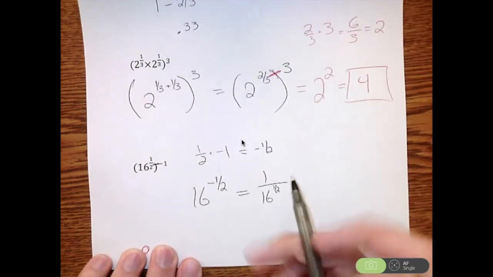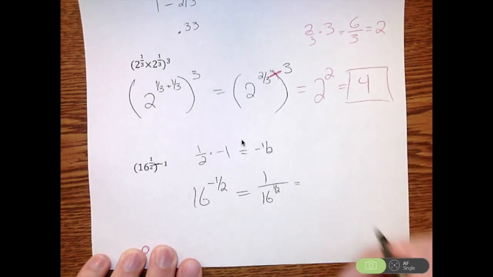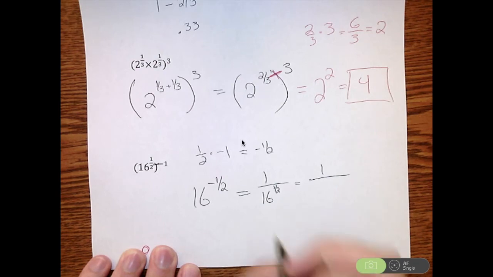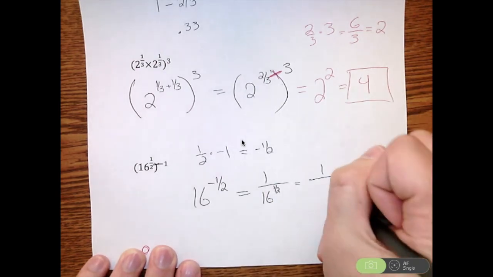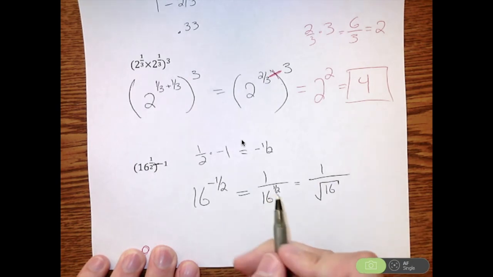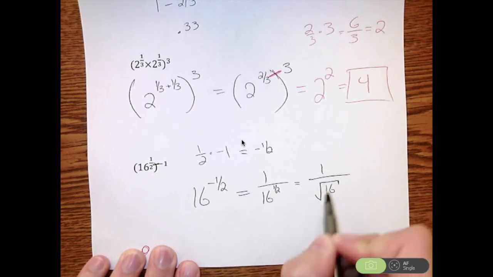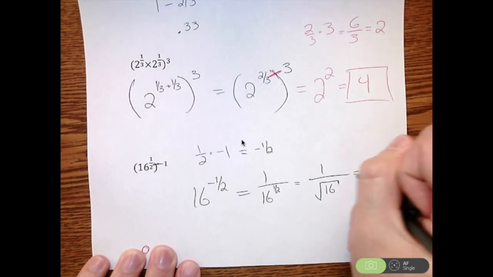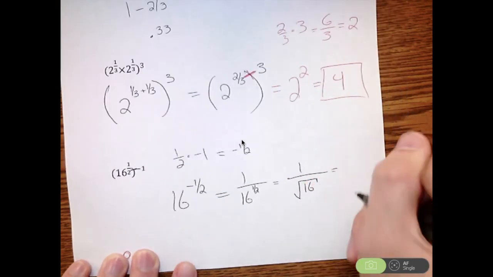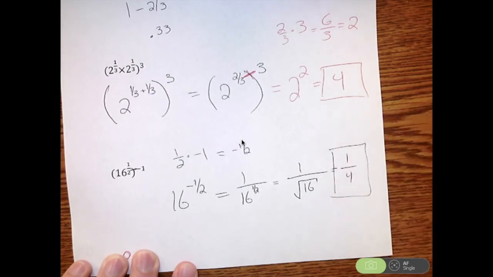So what I'm going to do is look and see if I can do anything with a 16 to the 1/2 power. I'm going to change that to radical form. When you take this to radical form, we're going to have a 16 inside the radical. And it would be a 2 there, but we don't write it. So what I have is 1 divided by the square root of 16. Well, the square root of 16 is 4, so I end up with 1/4.